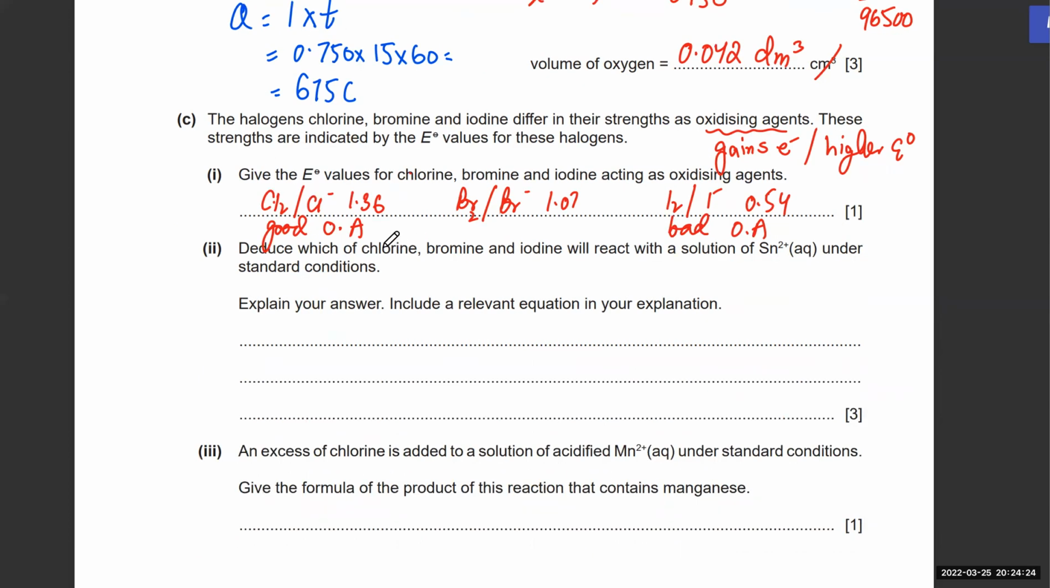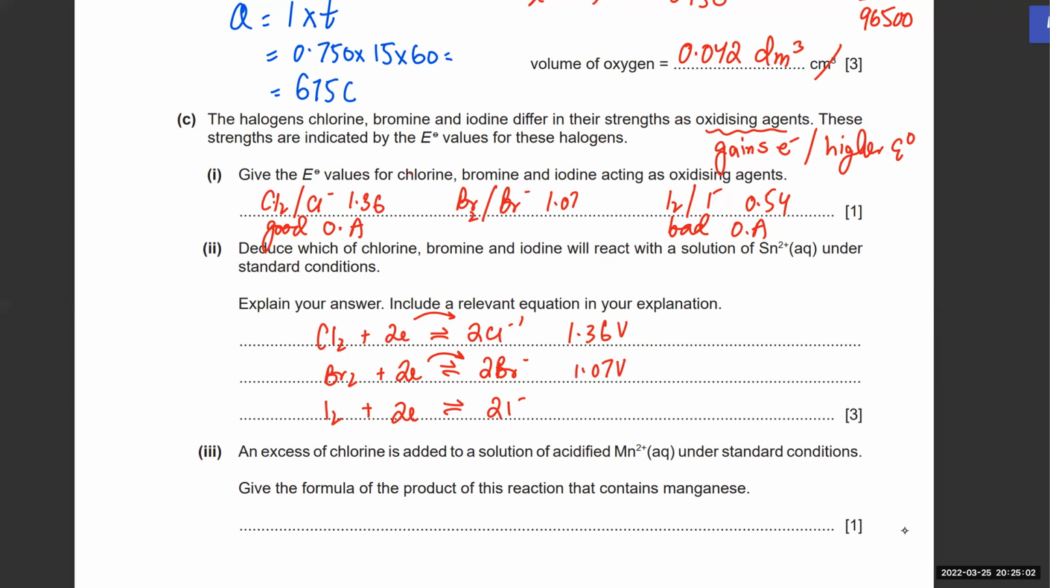And then they're asking, which of the following, chlorine, bromine, iodine, will react with a solution of Sn2 plus under standard conditions. So let me write down all the equations. We're basically looking for them gaining electrons, right? To Br minus, that would also be gaining electrons. And remember, who gains electrons? The one that has the higher potential. So this is 1.36 volts, this one is 1.07 volts, this one is 0.54 volts.